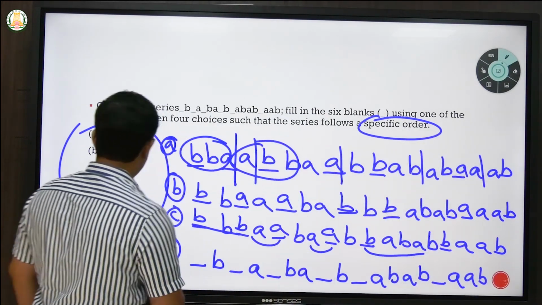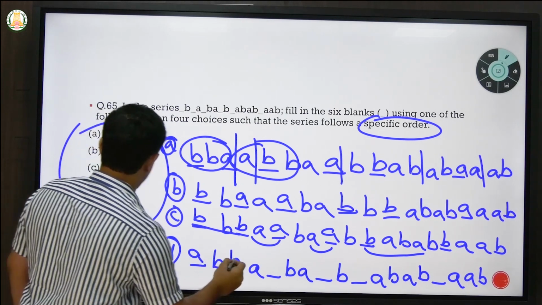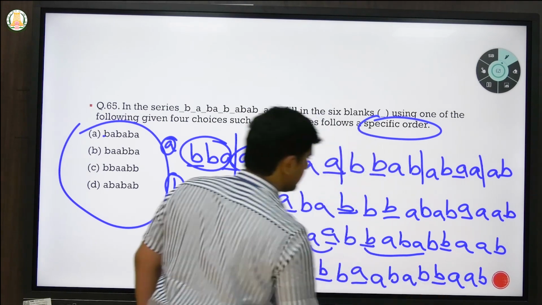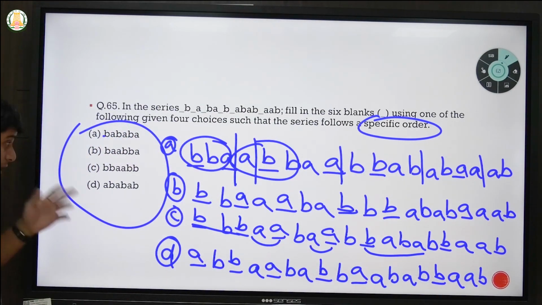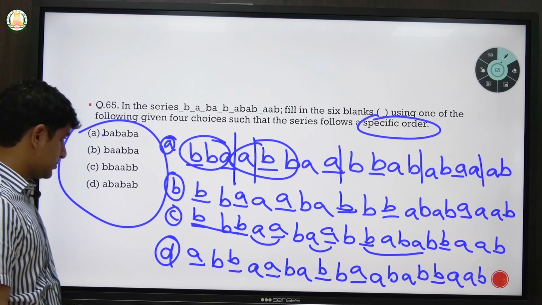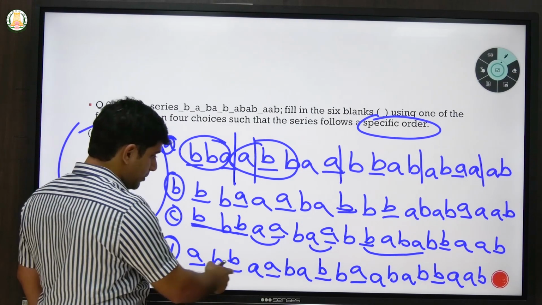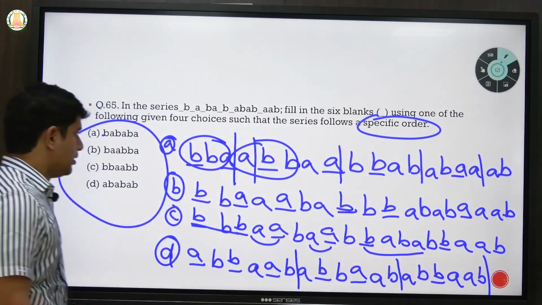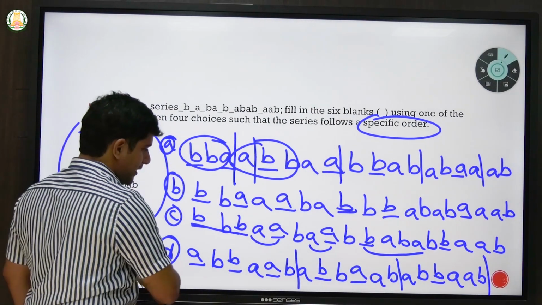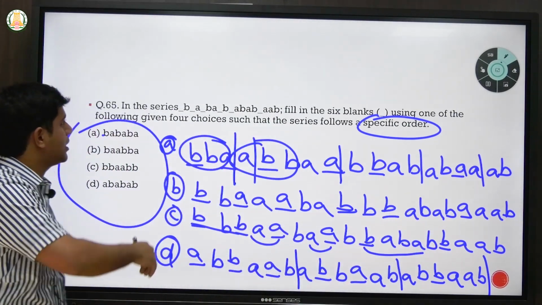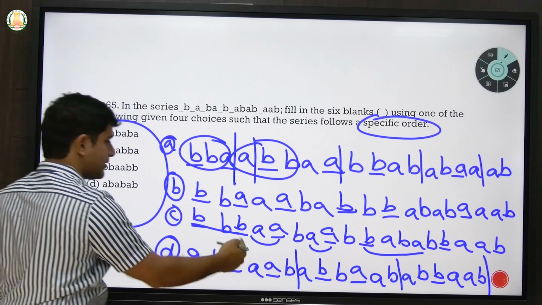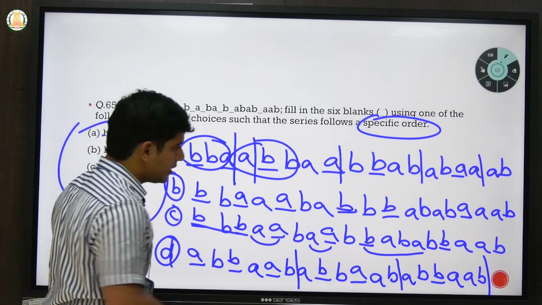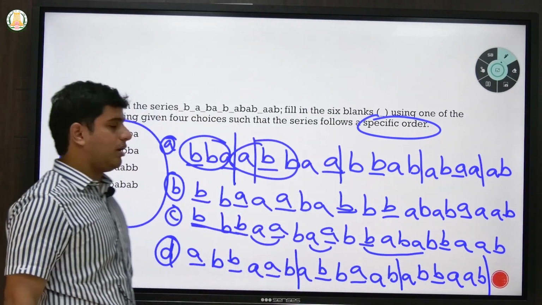Now plug the option A, B, A, B, A, B. Can someone find a pattern here? A, B, B. Right. So every 6 terms you find a pattern here. There are total 18 letters here, so every 6 letters you will find a pattern. So as you can see, by just plugging the option and observing for a bit, you can understand there's a clear pattern in option D.